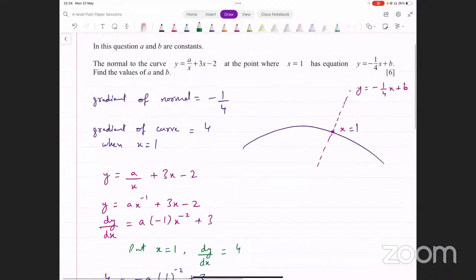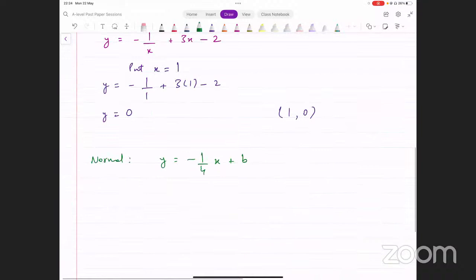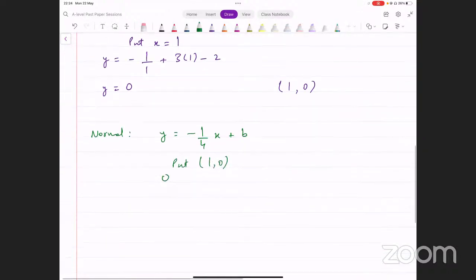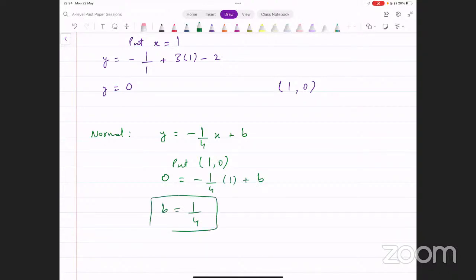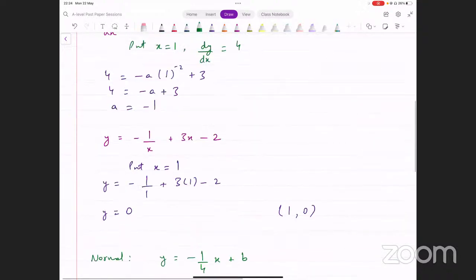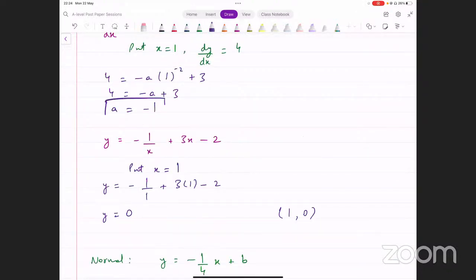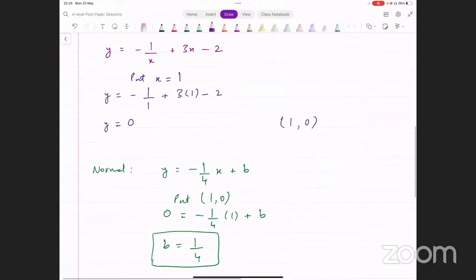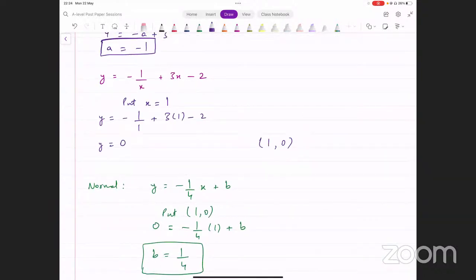This is the equation of the normal that we had. तो ये normal भी क्योंकि उसी point से pass करता है तो ये भी इस equation को satisfy करना चाहिए. We can just input that point here, 1 and 0, and see what that gives us. y की जगह पे 0 डाल दिया, x की जगह पे 1 डाल दिया. So we have -1 over 4 into 1 plus b, and the value of b turns out to be 1 over 4 from this. And that is what we were looking for. We have the value of a, which is -1, and we have the value of b, which is 1 over 4. ये दो चीजें हमें figure out करनी थी, and we figured those out.